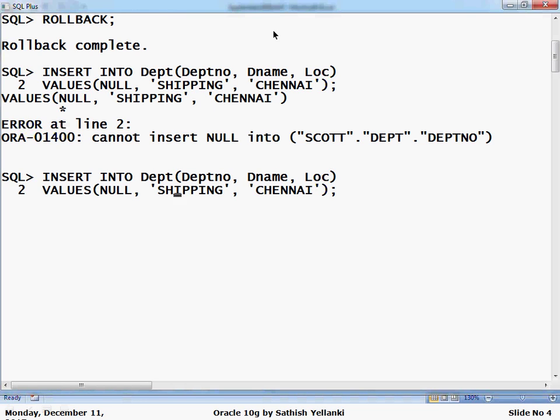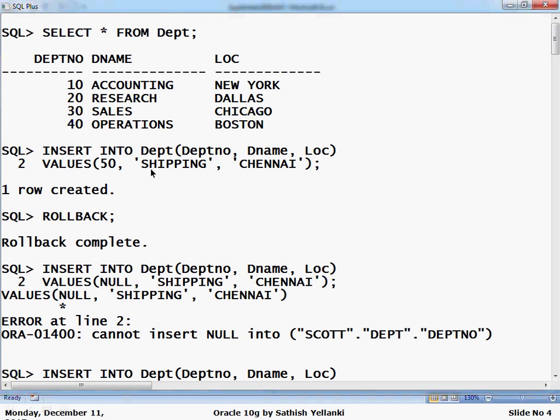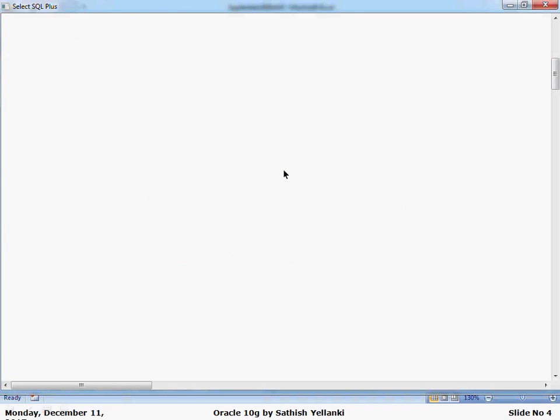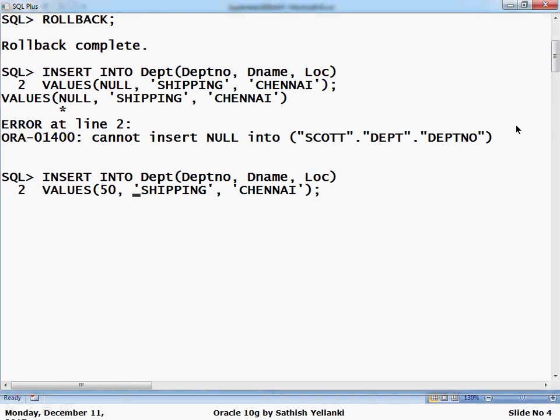Now watch carefully, I am calling my insert. Here I am saying 50. Previously when I gave a department name, was it accepting my record or rejecting my record? Accepting, because the value is there. This time, you just watch, I am removing this shipping and I am saying null. Now as per my business, should it accept this data or reject this data? It should reject the data because department name should not contain nulls. Every department should have a value, and that value is nothing but the department's name.